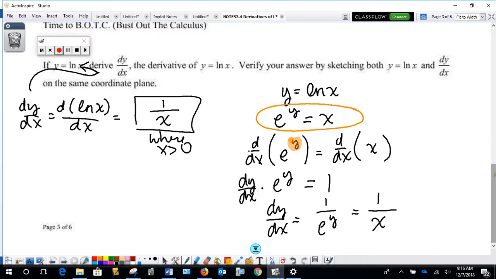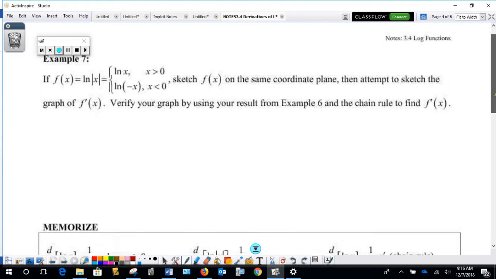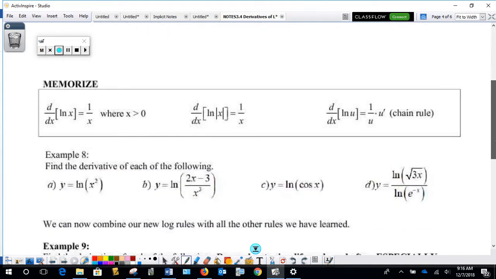All right, everybody good with that? Don't be packing up. I got 4 minutes. I'm gonna get this in. I'm going to skip example 7 because I just want to get the rules. Chain rule with the natural log. Here's your natural log of x is 1 over x when x is greater than 0.